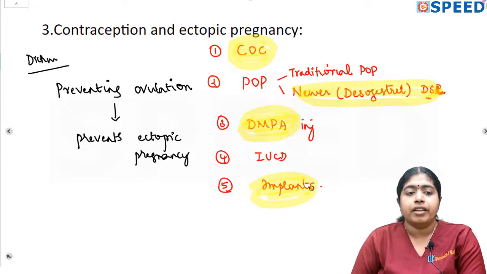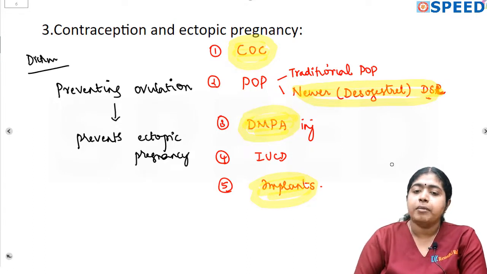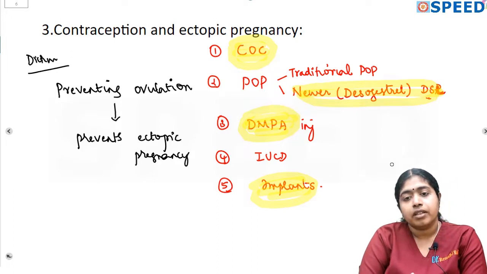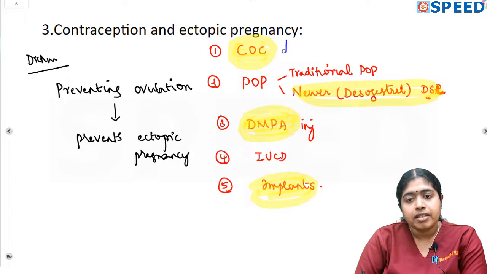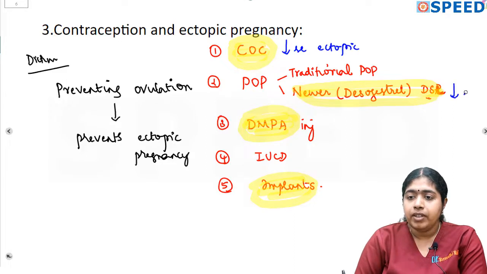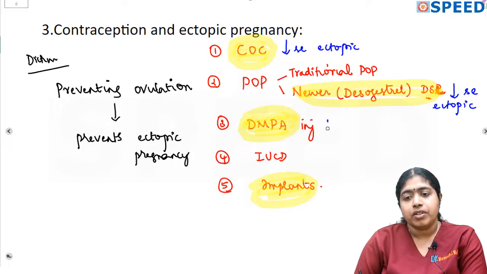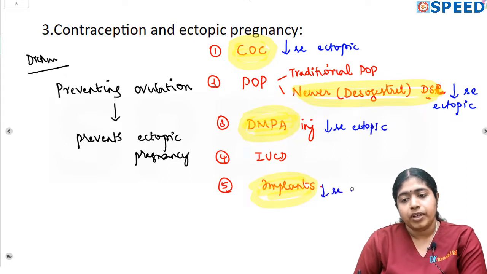Now all I have shaded here, all this act by preventing ovulation. Therefore, they decrease the risk of ectopic. Details of all this I will teach in the contraception class, so don't worry. How does depot medroxyprogesterone act? By preventing ovulation, so they decrease the risk of ectopic. Implants also decrease the risk of ectopic.